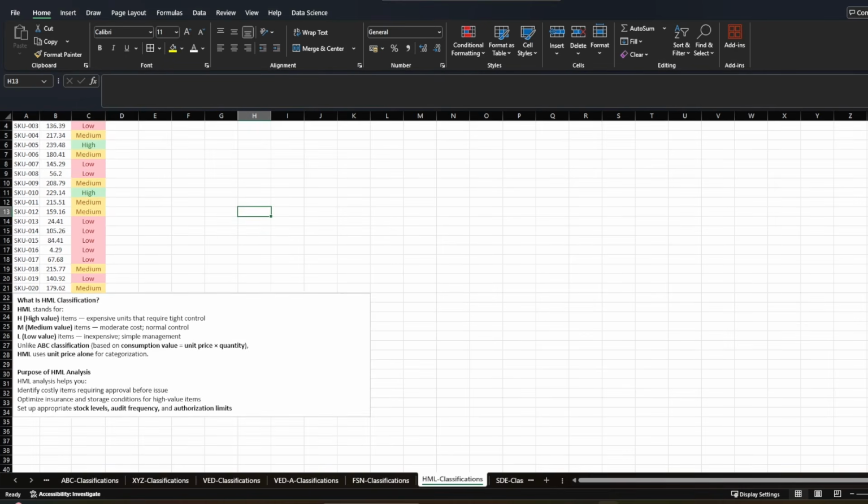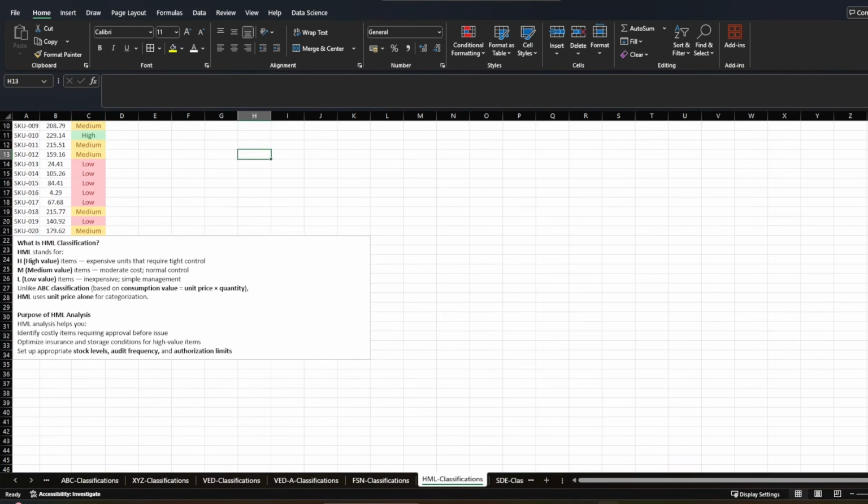Unlike ABC classification, which is based on consumption value, HML uses the unit price alone. And what's the purpose of HML? HML helps you to identify costly items requiring approval before issue and to optimize insurance and storage conditions for high value items. Correct. And then set up appropriate stock levels, audit frequency and authorization limits.